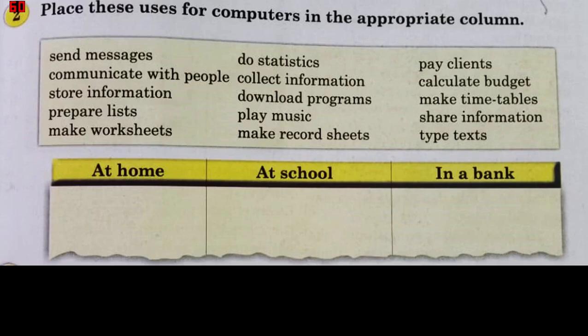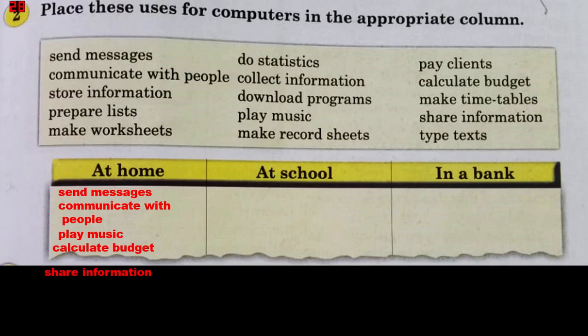Now we will see at home. What do we use at home? So at home we send messages. We use the computers to send messages. We use the computer to communicate with people. We also use computers to play music. Sometimes we use the computers to calculate budget. Sometimes we use them to share information. And sometimes we use them to type texts. And most of the time we use them to download programs.